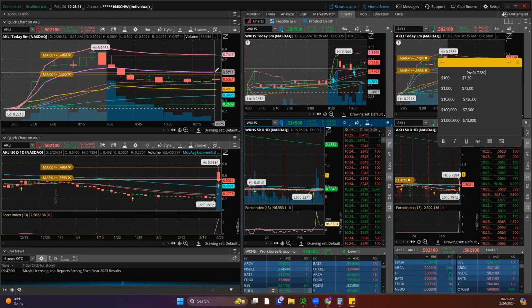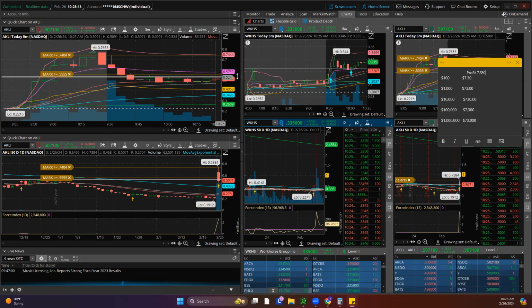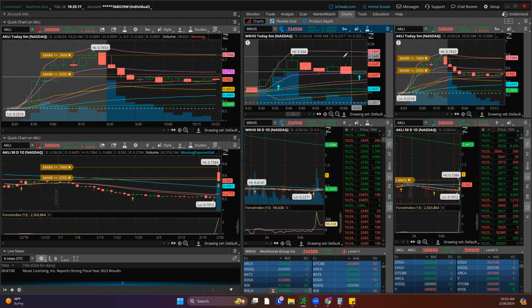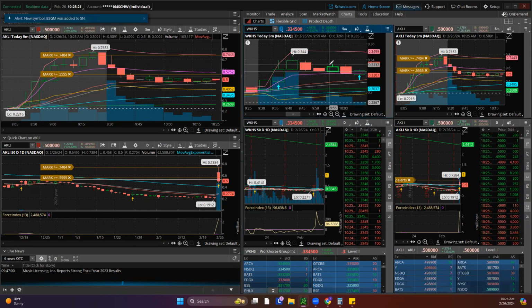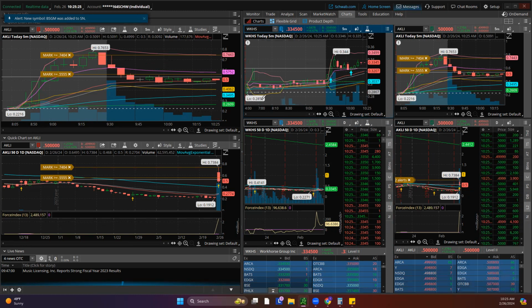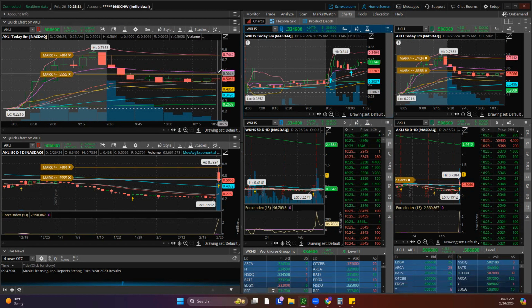What do I mean by reject? Like right here, this is a pretty good example of a rejection. Price came down, touched it, and then went right back up. That's what I would classify as a rejection. If this comes up, touches it, and comes right back down, I'm gonna dump the remainder of my position.